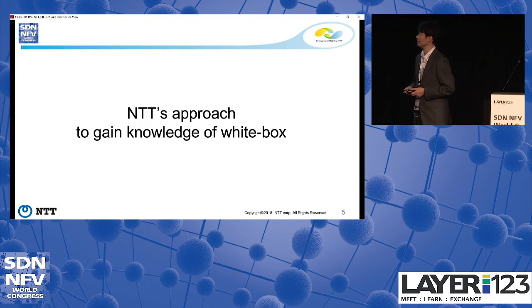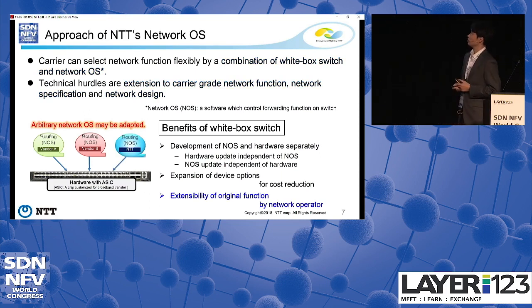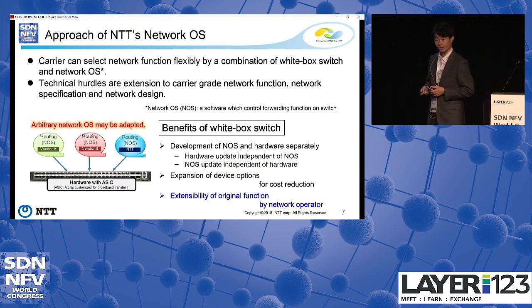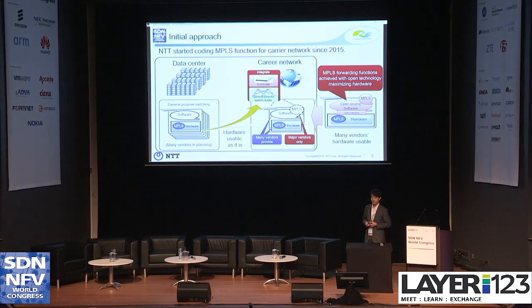Okay, let's move on to today's topic. This is a white box image. Using the same hardware, as I said, we can select the network OS. From 3 years ago, we tried to make our own network OS like this. This time, we can make our own features. This is an initial approach. Our image of IP transport disaggregation comes from the data center. Thanks to data center architecture, we can introduce a switch fabric using the controller. And there is very good hardware and software also. Then we try to make it for the carriers.